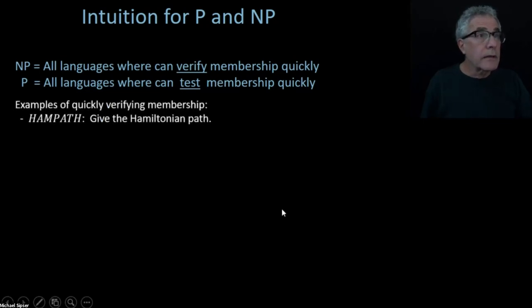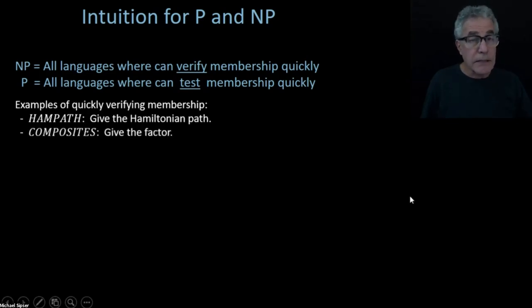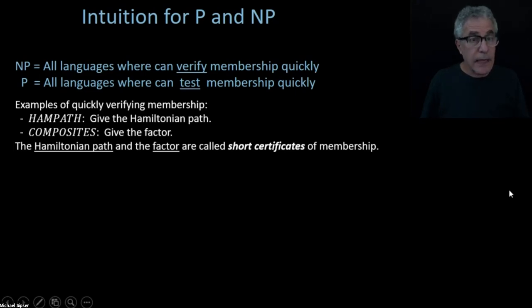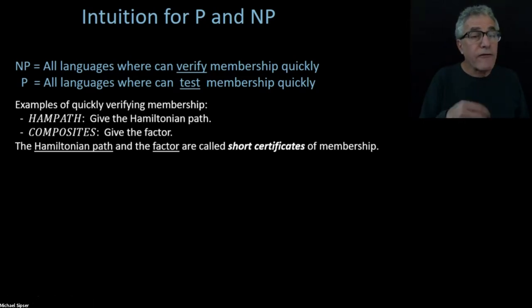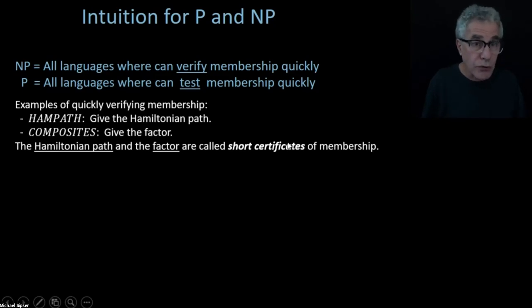So in the case of the Hamiltonian path problem, the way you verify the membership is you give the path. In the case of the composites, the way you verify the membership is you give the factor. In those two cases, and in general, when we have a problem that's in NP, we think of this verification as having a special name called a certificate, or sometimes a short certificate, to emphasize the polynomiality of the certificate. It's like a way of proving that you're a member of the language. In the case of composites, the proof is the factor. In the case of Hampath, the proof is the path, the Hamiltonian path.